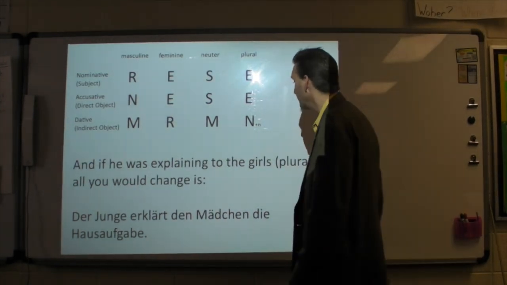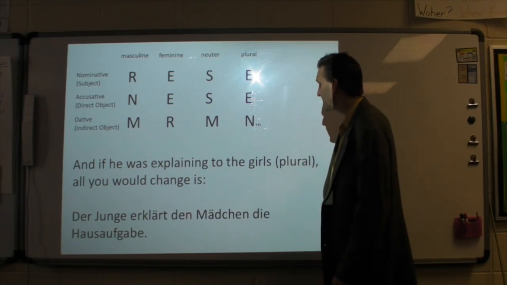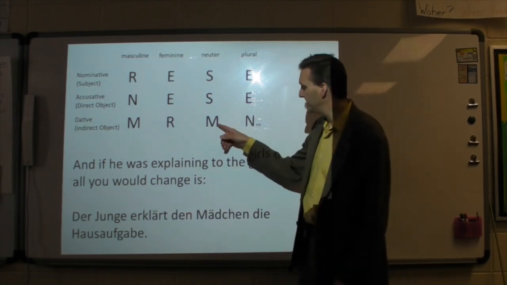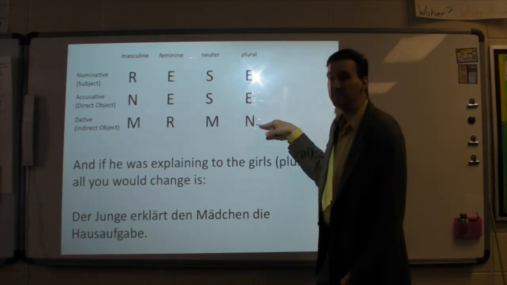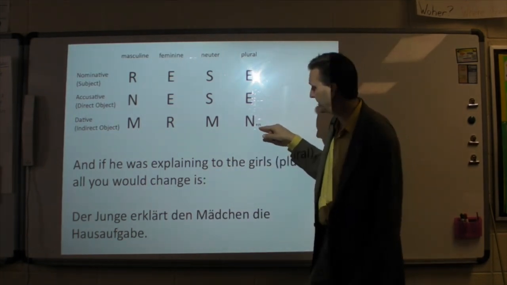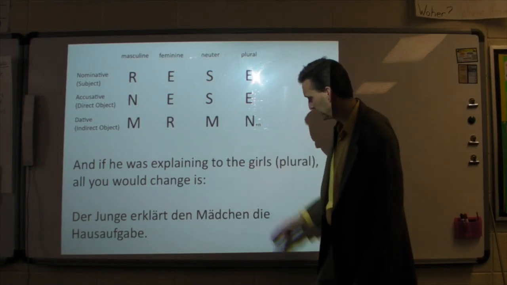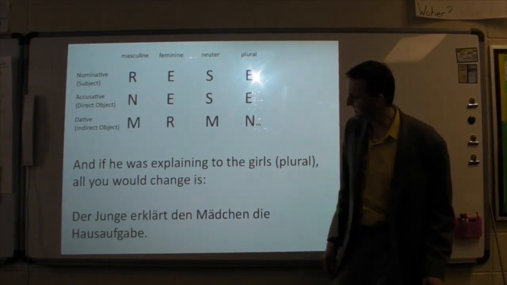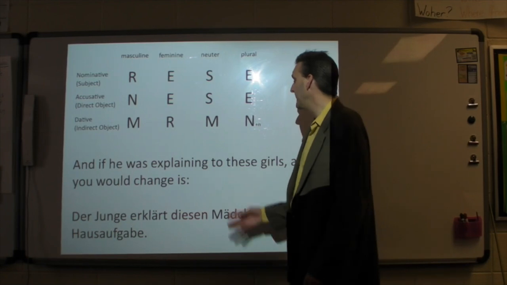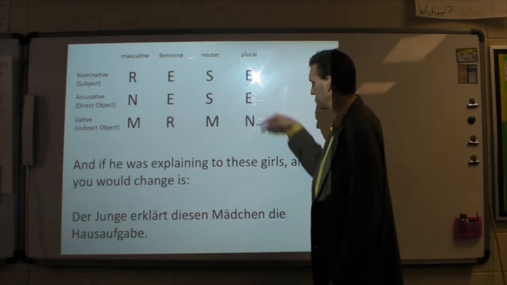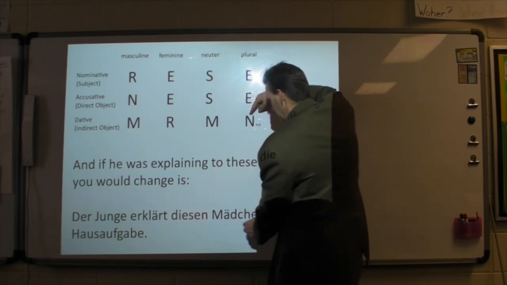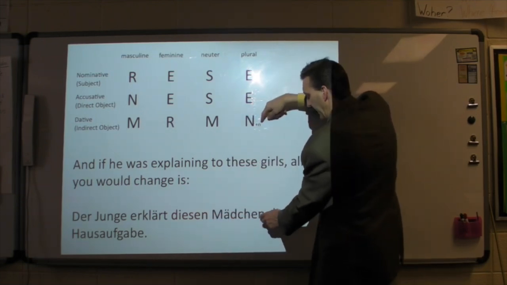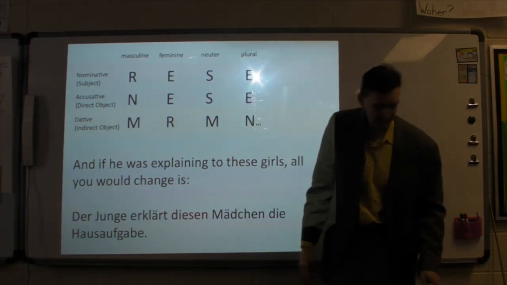Okay? Well, what if he was explaining to the girls? Then you go from dem Mädchen to den Mädchen. Mädchen's already pluralized with an N. I don't need yet an extra N on there. Okay? So here's that one. And if you were explaining to these girls, I still need the N there. Diesen. There's the N there. Again, Mädchen already has the N plural, so I don't have to worry about it.